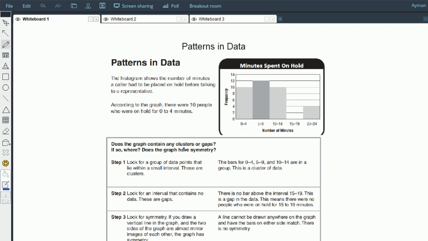Again, the question: does the graph contain any clusters, gaps, or symmetry? We will see what the graph contains. First of all, look for a group of data points that lie within a small interval. These are clusters. The bars from 0 to 4, 5 to 9, and 10 to 14 are in a group. Here we have a group of data together. This part is called a cluster, a bunch of data together beside each other.